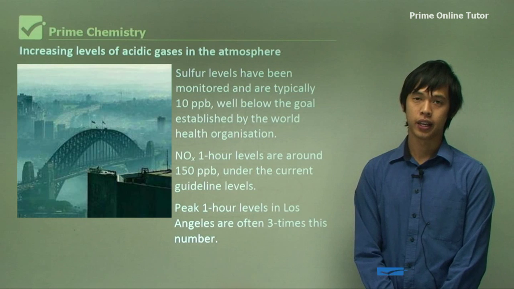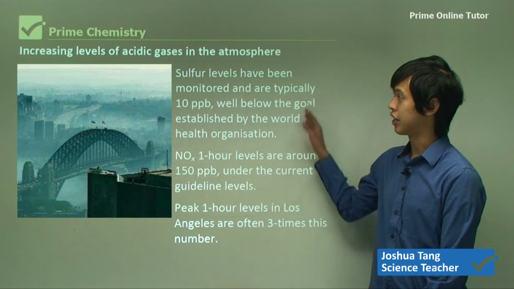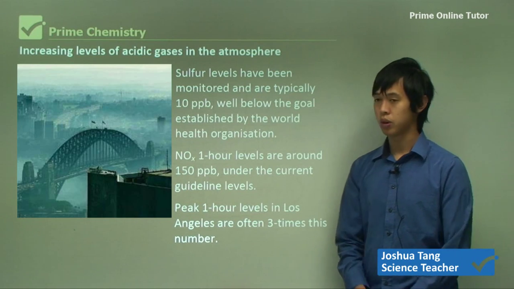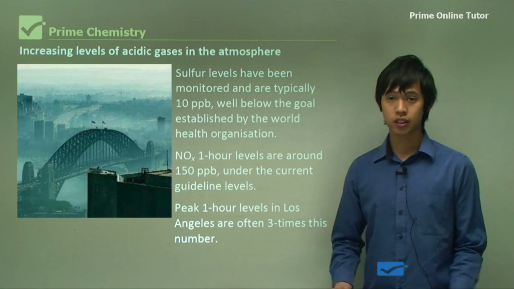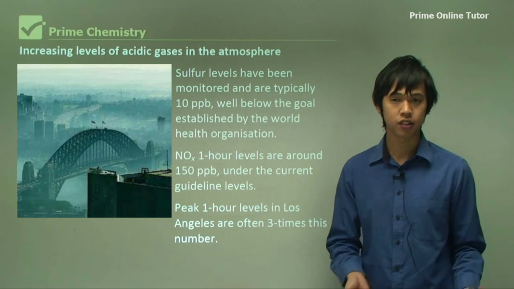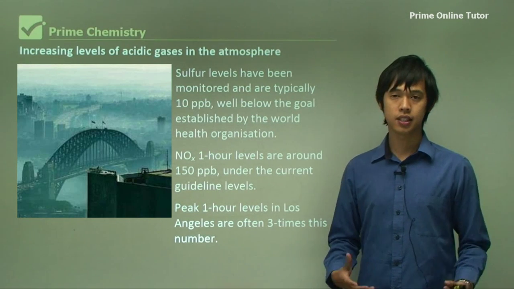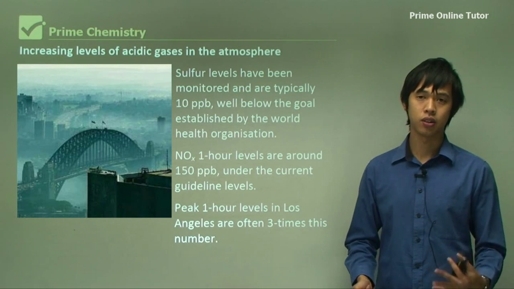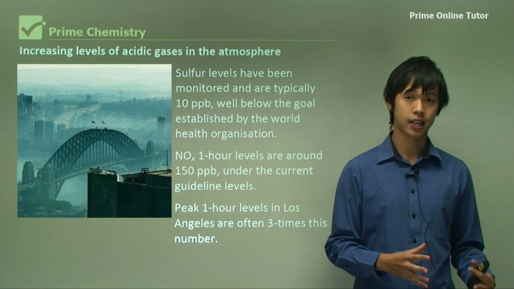Hello everyone, welcome again. Today's lesson will be on the increasing levels of acidic gases in the atmosphere. Basically, as a product of our industrial revolution and the use of industry, certain gases have been accumulating in the atmosphere that have a tendency to cause acid rain, and that's what we're looking at today.